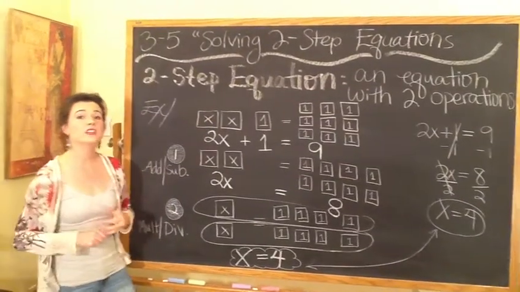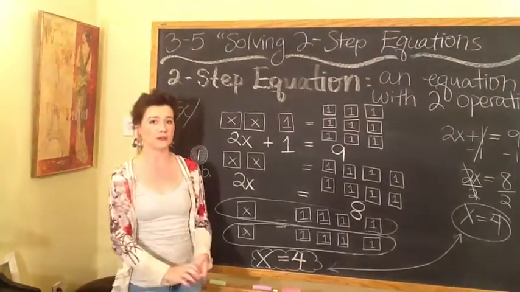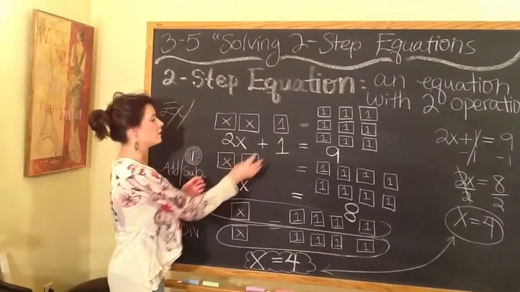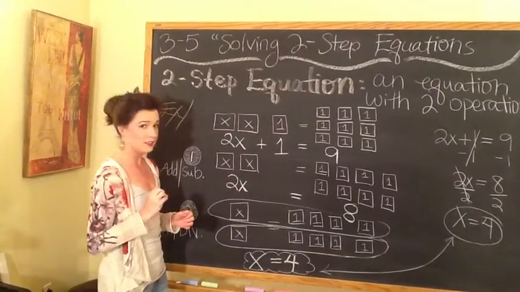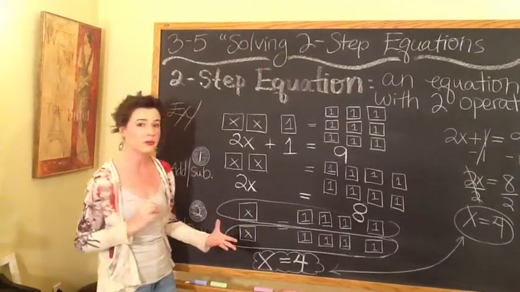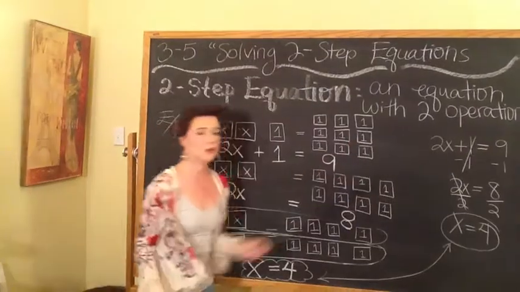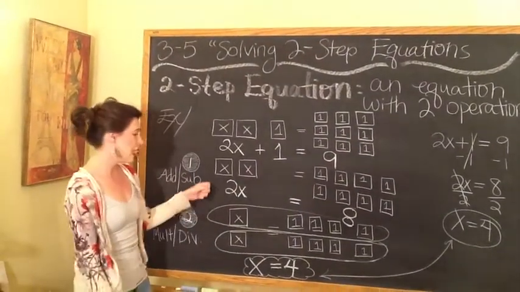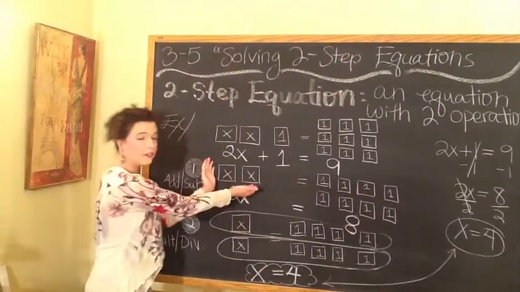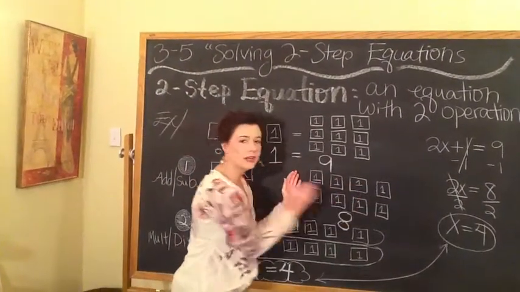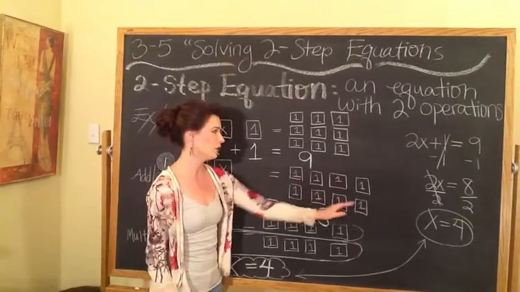First we want to get the x term by itself, so let's get the 2x by itself. We're going to take 1 away, using the inverse operation. Instead of adding 1, we take 1 away from over here and 1 away from over here. Now we're left with 2x equals 8. I rearranged our ones so that we have two equal groups.